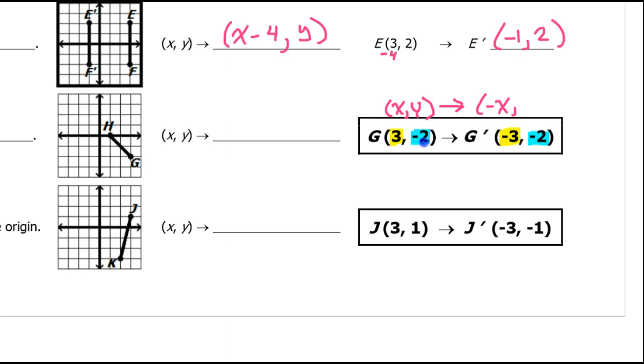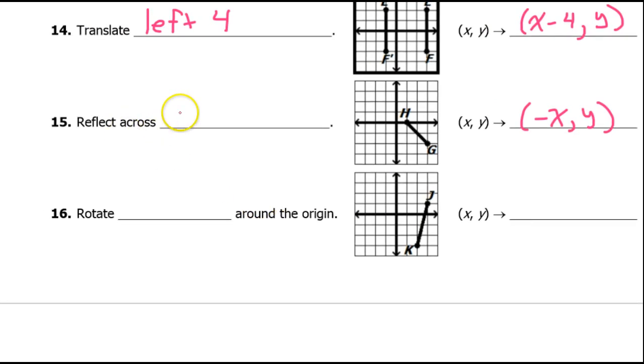How about the y value? -2 and then -2. The y value stayed the y value. It did not change. So I'm just going to put y right here. So this must be the rule. So I can just go ahead and put opposite of x, comma, y. And based on the rules that we have memorized, we know this is the rule for a reflection over the y-axis. So we can write that down. Reflection across the y-axis.